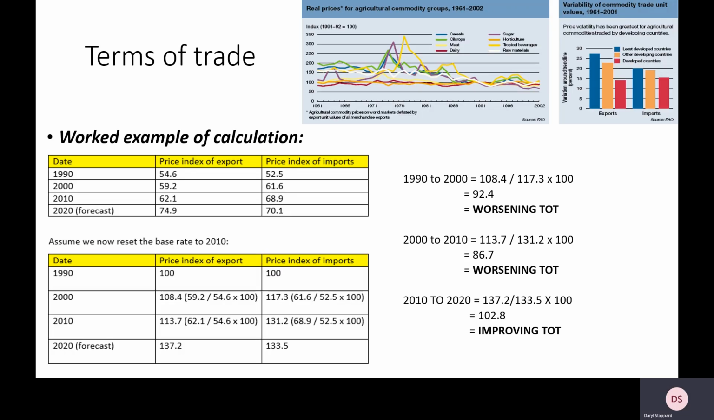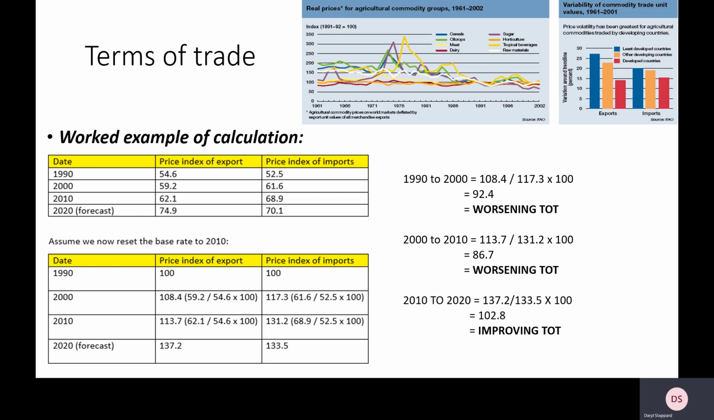Let's now work through a numerical example of this. Right, now what I've done, in this first table here, I've identified 4 different dates. We've got 1990, 2000, 2010, and 2020. So what we do, we gather the prices of these exports and these imports over this time period. Now what you can see is that export prices have grown from 54.6 to 74.9 by 2020. Imports have grown from 52.5 up to 70.1.